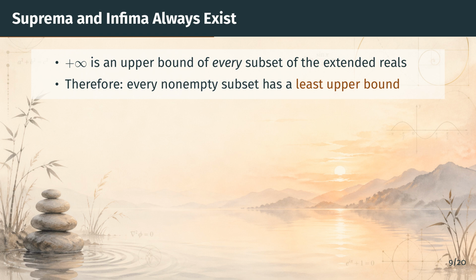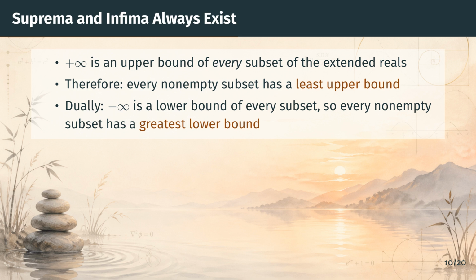This is a powerful simplification. We never have to check boundedness before taking a supremum. And of course, the same idea works in the other direction as well. By exactly the same reasoning, minus infinity is a lower bound of every subset. So every non-empty subset also has a greatest lower bound, or infimum. Together, these two facts mean that suprema and infima always exist in the extended real number system.